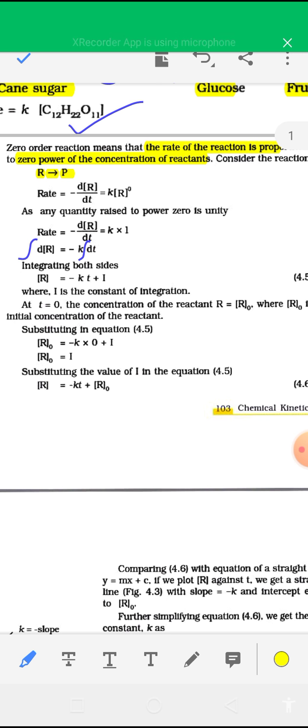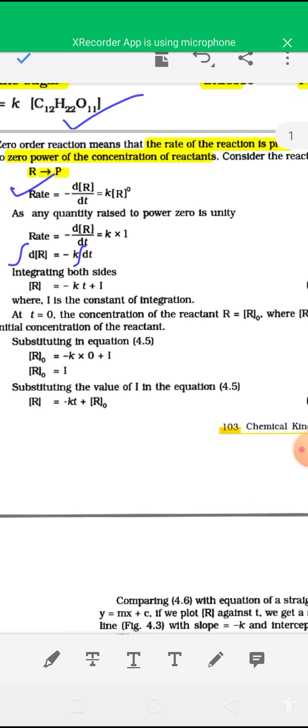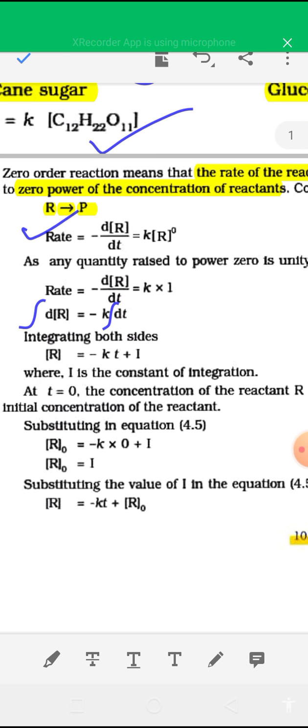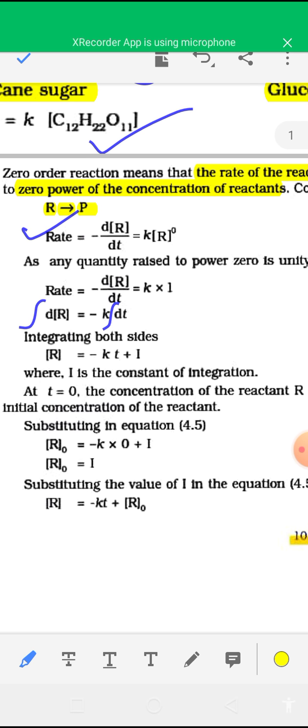So how to write the rate of the reaction? Rate of the reaction is equal to minus d[R]/dt, which is equal to the rate constant times the concentration of reactant to the power 0, because this reaction is zero order. So rate equals minus d[R]/dt equals k into [R] to the power 0, where 0 is the order of the reaction, and within square brackets R means concentration of reactant. And you know [R] to the power 0 means 1, so the rate of the reaction becomes minus d[R]/dt equals k into 1.